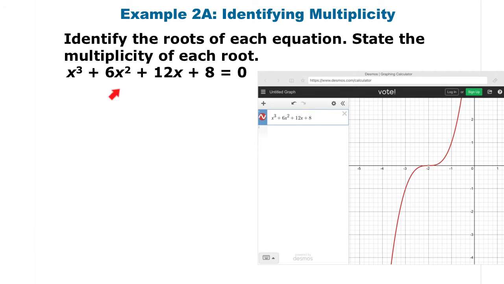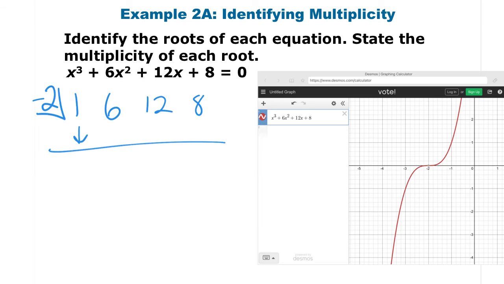Sometimes a polynomial just doesn't lend itself to factoring by grouping or by the other ways that we've used so far. So we need to graph it to at least get us started. We can see that there's going to be at least one 0 here at negative 2. So I know that that is a factor. I am going to start using synthetic division now, because I know that negative 2 is a factor. And I'm going to write down the rest of my function using synthetic division.